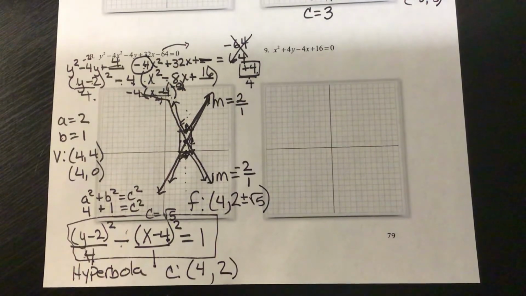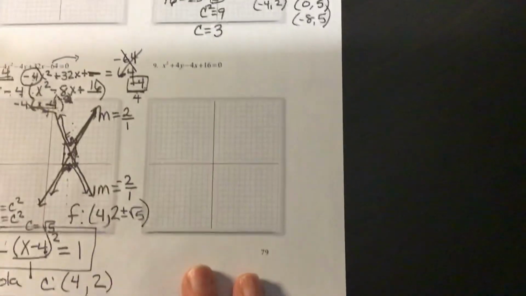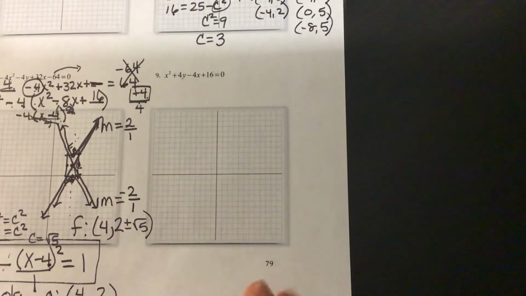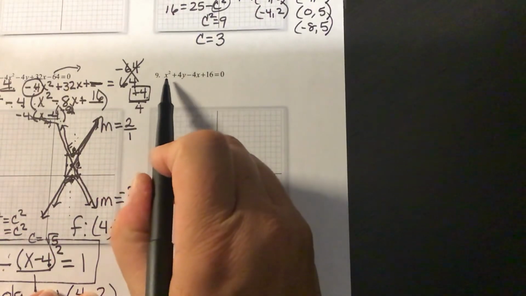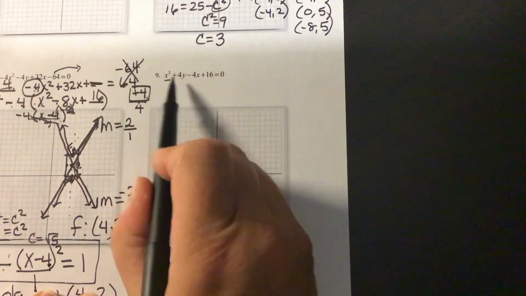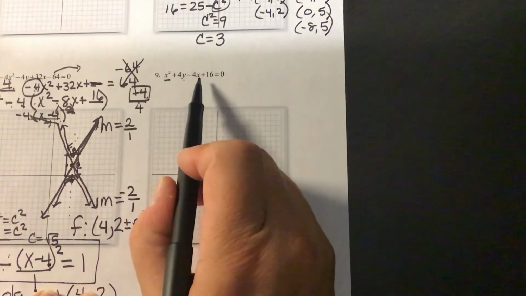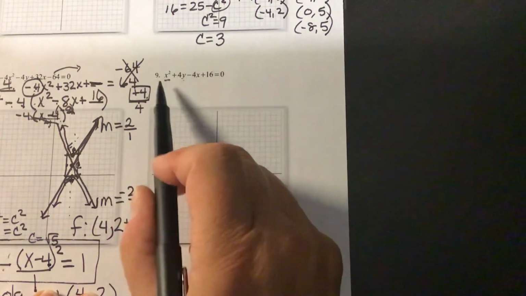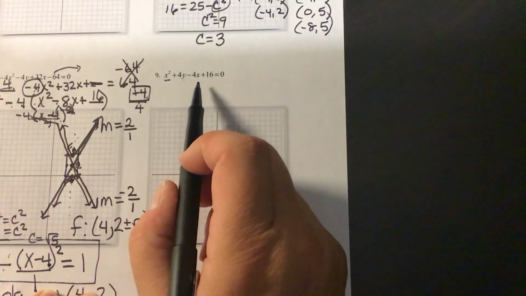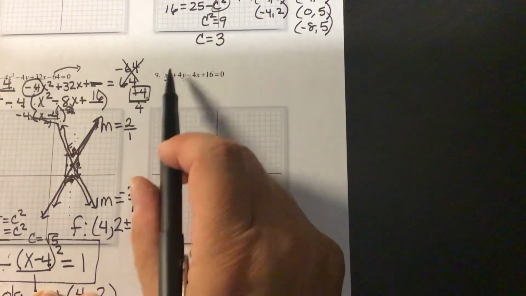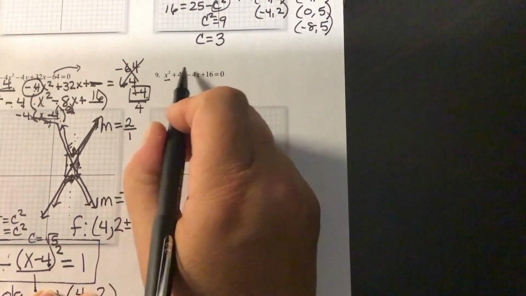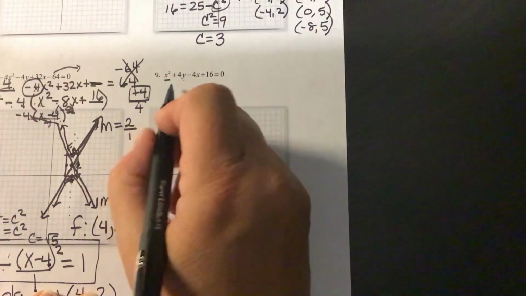All right. Woo, one more. This one I know is going to be a parabola because x is squared, y is not. All right, but I do have a parabola that doesn't have a vertex at the origin. So I need to group my terms.